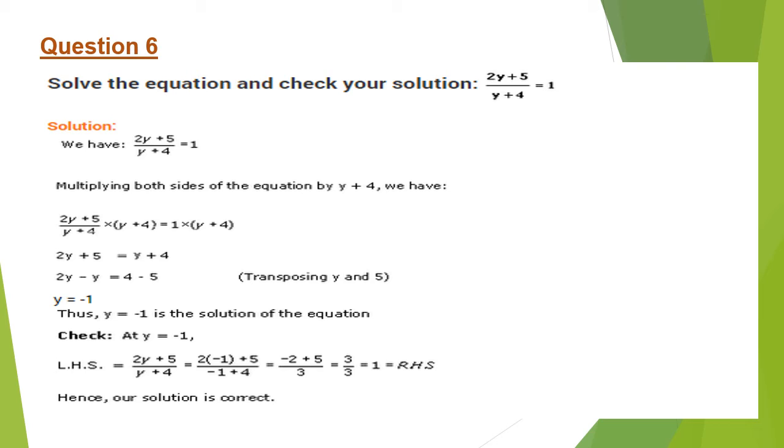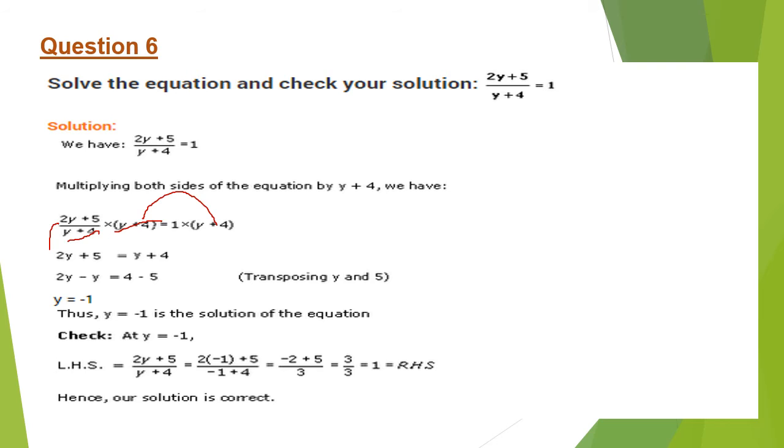We can do the cross multiplication, or we can multiply both sides of the equation by this denominator. Y plus 4 is there, no? With this denominator, we can multiply both sides of the equation. (2y + 5)/(y + 4) into (y + 4) is equal to 1 into (y + 4). Here we are multiplying (y + 4) to both sides of the equation. Children, this (y + 4) and this (y + 4) get cancelled.